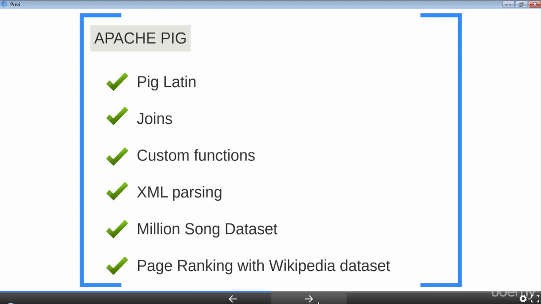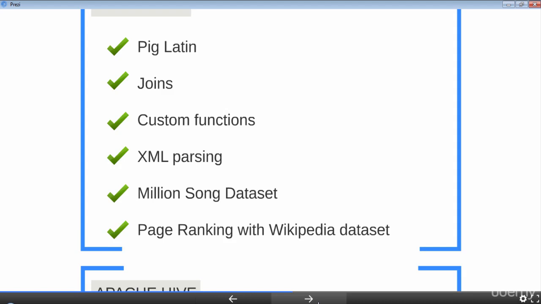The dataset will be in XML format. This is an advanced project because we'll write a custom input format to read the XML dataset and write a Pig load function to load the dataset, and then we'll write Pig instructions to rank the pages in the dataset. Now moving on to the next tool.